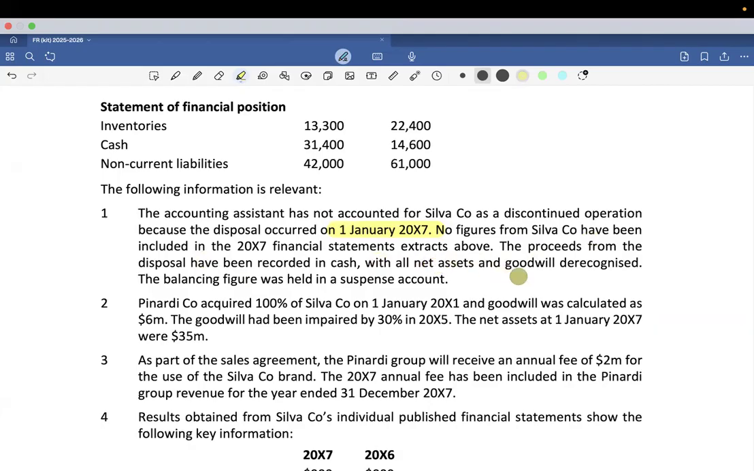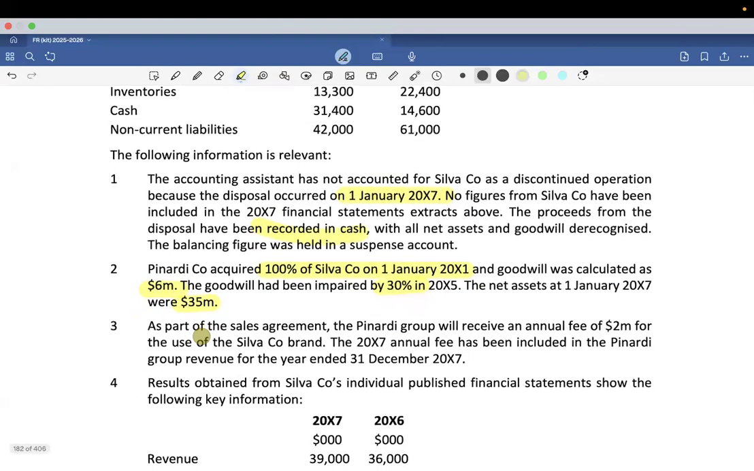That is what I told. The proceeds from the disposal have been recorded in cash and with all net asset and goodwill derecognized. The balancing figure was held in suspense account. Pinadi Company acquired 100% of Silva Company on 1st January 2001. The goodwill was calculated at that time as 6 million. The goodwill has been impaired by 30% in 2005. The net asset at 1st January 2007 were 35 million.